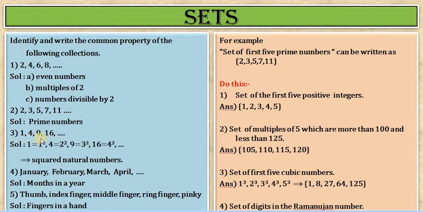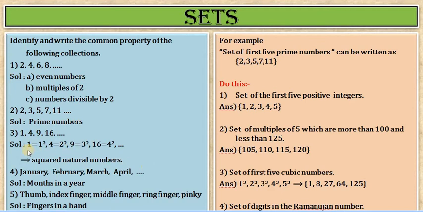Now just observe this. 1 can be written as 1 square, 4 as 2 square, 9 as 3 square, 16 as 4 square, and so on. That means here the numbers that are given, 1, 4, 9, 16, in other form, they are 1 square, 2 square, 3 square, 4 square, etc. Isn't it? That means 1, 2, 3, 4 in order. So these are natural numbers, and each natural number is squared. So we can call it as squared natural numbers.